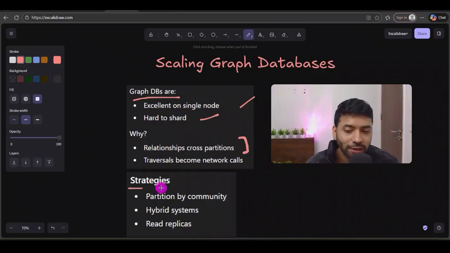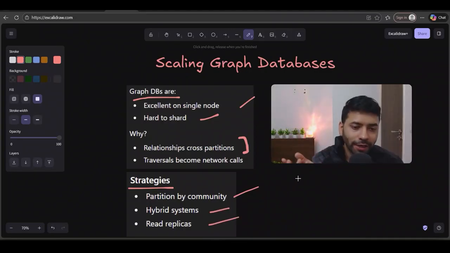Talking about some of the strategies to handle it, it can be partition by community so that you do not have to check for the relationships across partition. You are then able to handle the things in the same partition only. Another strategy is hybrid systems and read replicas.